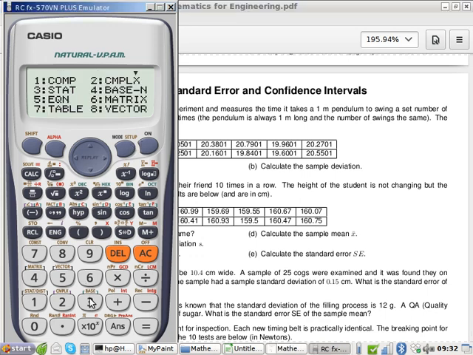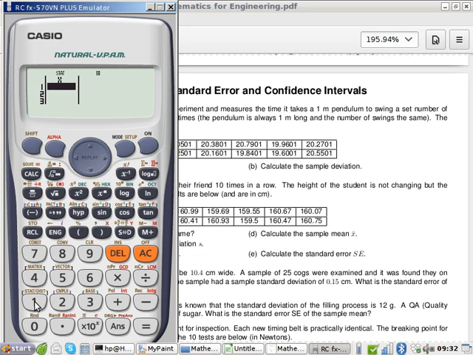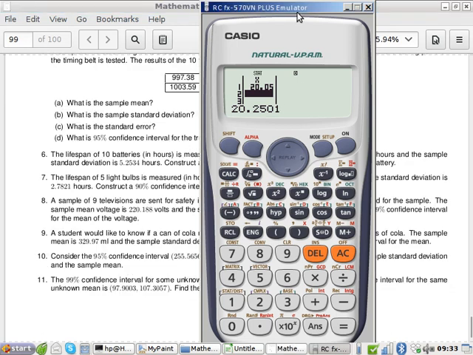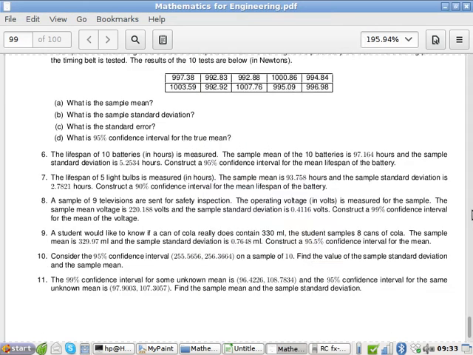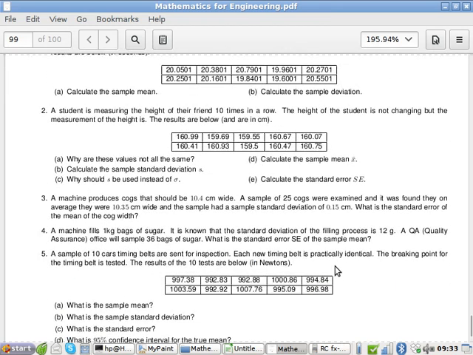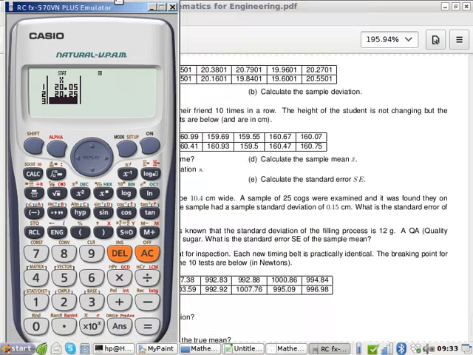So I'll do that one more time. Mode 31. We have this table. So what we can do is type in the numbers on this table. So 20.0501, 20.2501. I've just typed in these two here. Got those? Okay, now I've gone too far down. Let me just move this to the left.